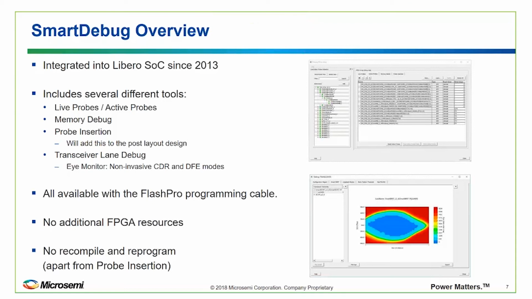We can debug memories. We can debug our transceivers. And all this debugging is done using the FlashPro programming cable that you would use to program. So you don't need any additional hardware to use the debug features. It doesn't use any additional FPGA resources, and there's no need to recompile or reprogram, apart from one feature called probe insertion that lets you route signals out to unused pins.